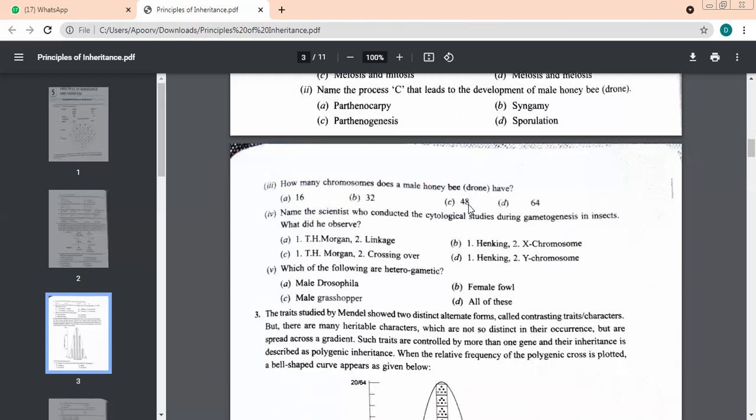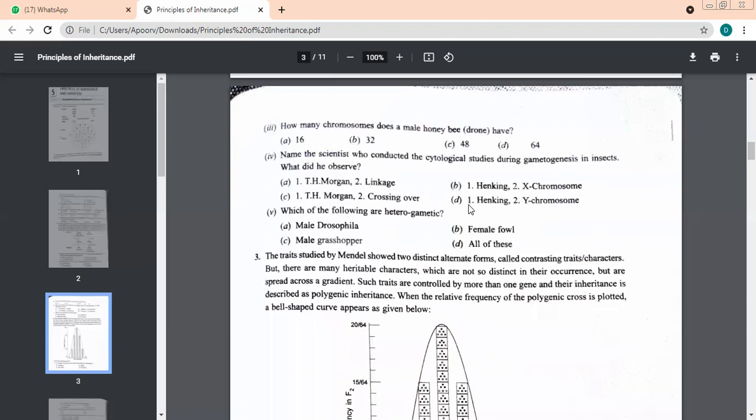We have done. Tell me this one. How many chromosomes does a male honeybee or a drone have? 16. Yes, very good. Fourth one. Hanking, Morgan, X linkage, chromosome. Which X one? Ma'am, beta, B. This is the correct option. Yes, bache. Okay, this is the correct option. Hanking and X chromosome. This is the correct one.